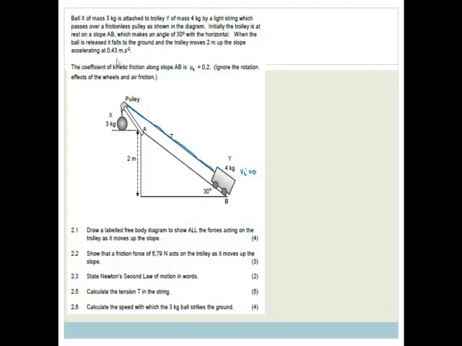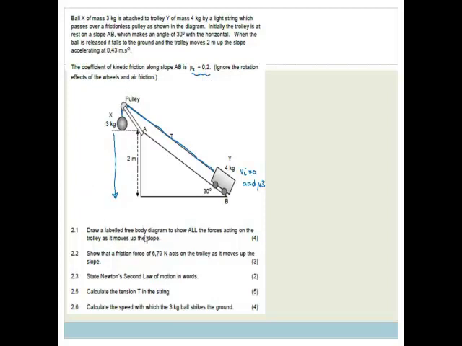When the ball is released, it falls to the ground, and the trolley moves 2 meters up the slope. So it moves 2 meters up the slope, accelerating at 0.43 meters per second squared. They also say the coefficient of kinetic friction, mu k, is 0.2. And it says ignore the rotation effects of the wheels and air friction.